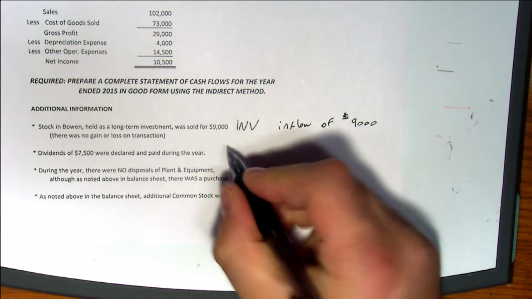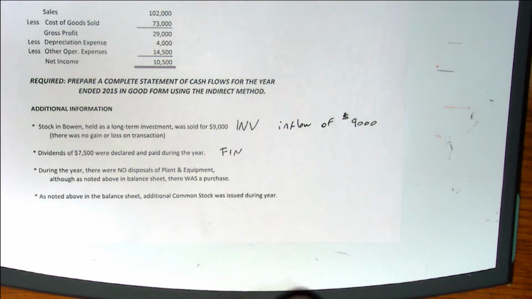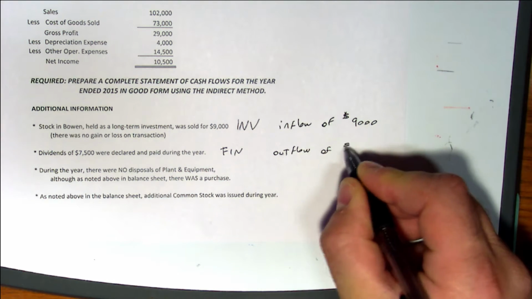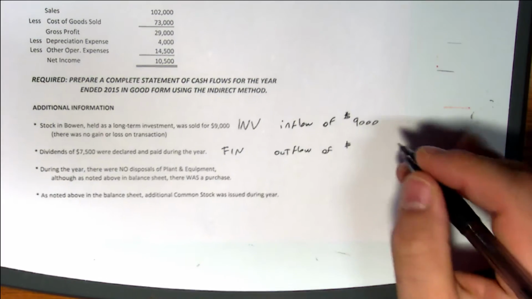Okay, good. Dividends of $7,500 were declared and paid during the year. Financing. This is a financing cash flow. Okay. And is it an inflow or outflow? Outflow. It's an outflow of cash. An outflow of how much cash? $7,500.